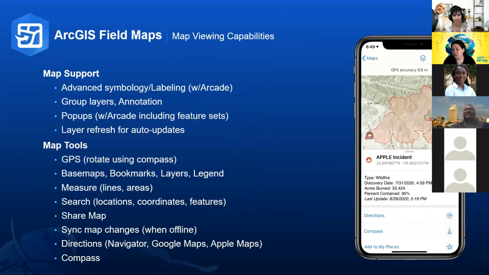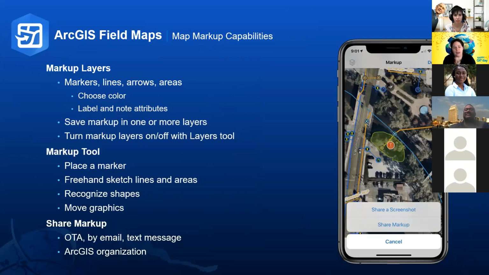So right now, Field Maps allows you to view maps offline. This is what previously was the capabilities of ArcGIS Explorer. It allows you to find those maps, look at the pop-ups, get information, basically understand where you are in the field, and add markup. ArcGIS Explorer always allowed the creation of markup layers. Now you can create and share those markup layers through ArcGIS Field Maps.